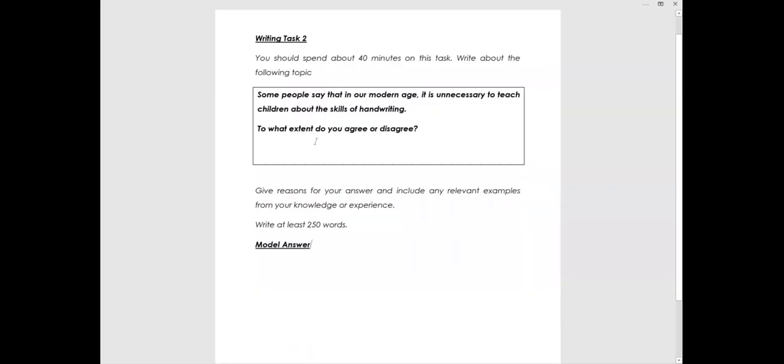Now let's read this essay and let's try and answer this one. So first thing is, they're saying some people say that in our modern age, in this current day, nowadays, it is unnecessary, it is not important to teach children the skills of handwriting. To what extent do you agree or disagree?